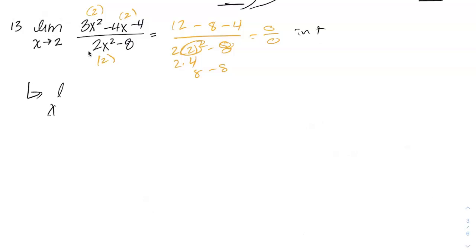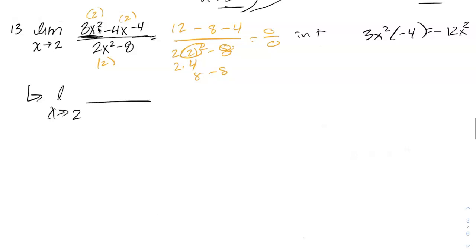So the limit as x approaches 2. The top here, I'm going to factor it this way. 3x squared times negative 4. That gets me negative 12. Negative 12x squared. So I need two things to multiply to get negative 12. I had to get 4, so negative 6x and 2x. When I multiply these two, I get negative 12. So I need to get negative 4. So negative 6x and positive 2x.